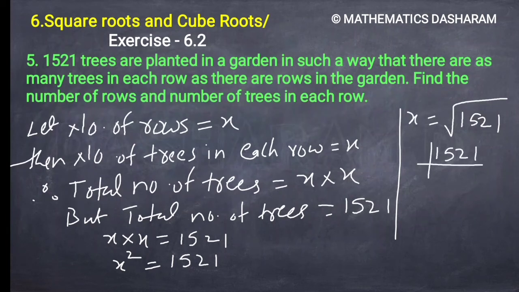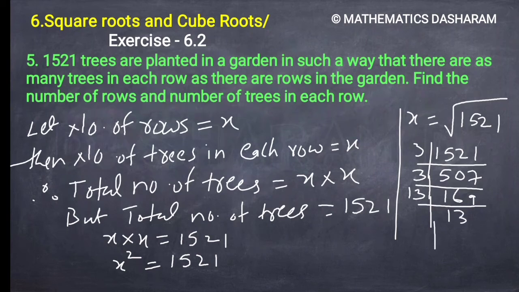So here 1521, it is not coming in 2 table. So take the next prime number 3. 3 5s are 15. Now take the 2 digits at a time. 3, so 0 will come. 3 7s are 21. Again 3 table, 3 ones are 3, 2 remainder. 3 6s are 18, 2 remainder. 3 9s are 27, next 169. So it is not coming in 3 table, 5 table, 7 table, 11 table, last 13 table. 13 13s are 169. So now 13 ones are 13.